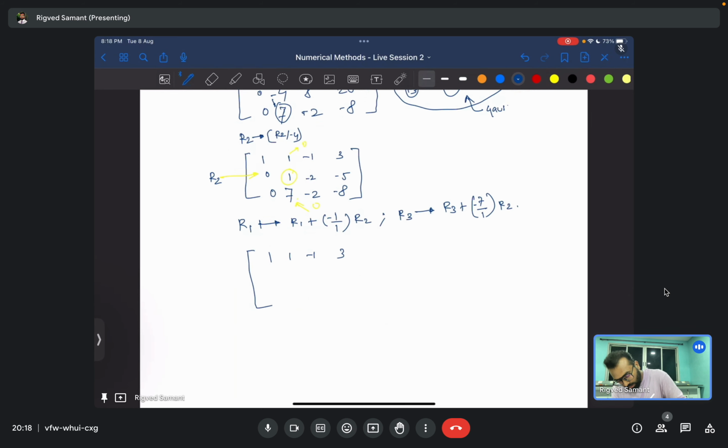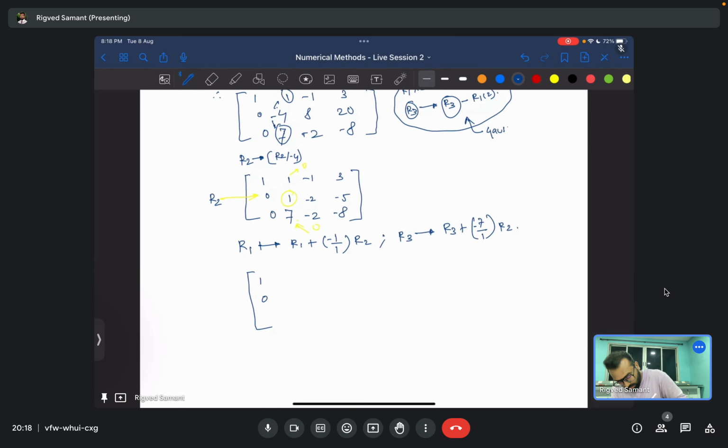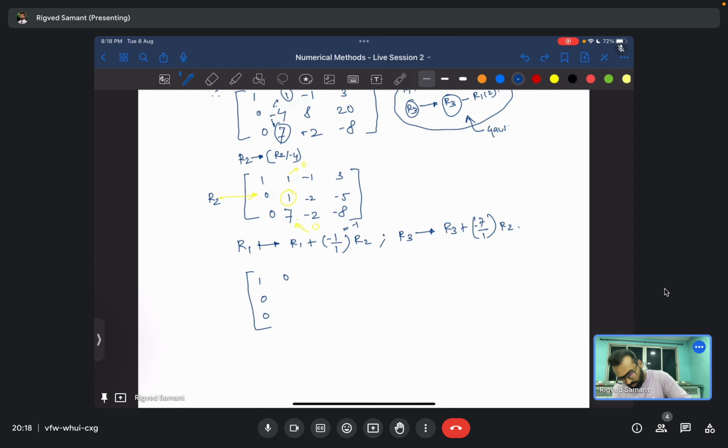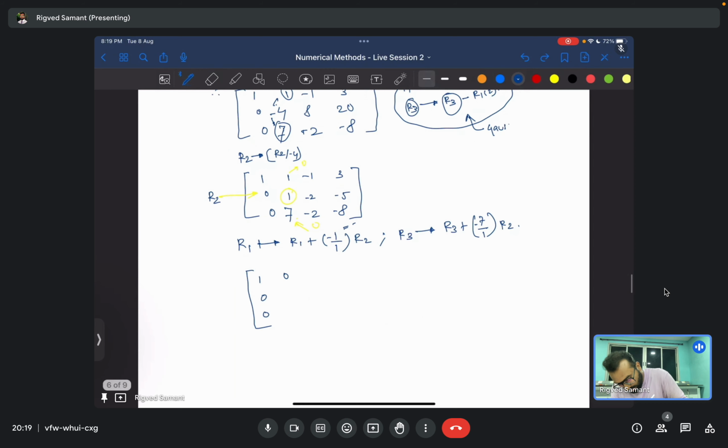So 1 1 minus 1 3 0 1 minus 2. Here we are changing, right? So 1 will not change because 0 is here. Then 1 would change to 0, right? This is basically minus 1 only. So minus 2 plus 1, minus 1 would be there. Have you made a mistake somewhere? Minus 1, minus 1, minus 1, minus 1, minus 2. Minus 1 would be there, right? Yes, sir. 3 minus 5, 3 plus 5, right?